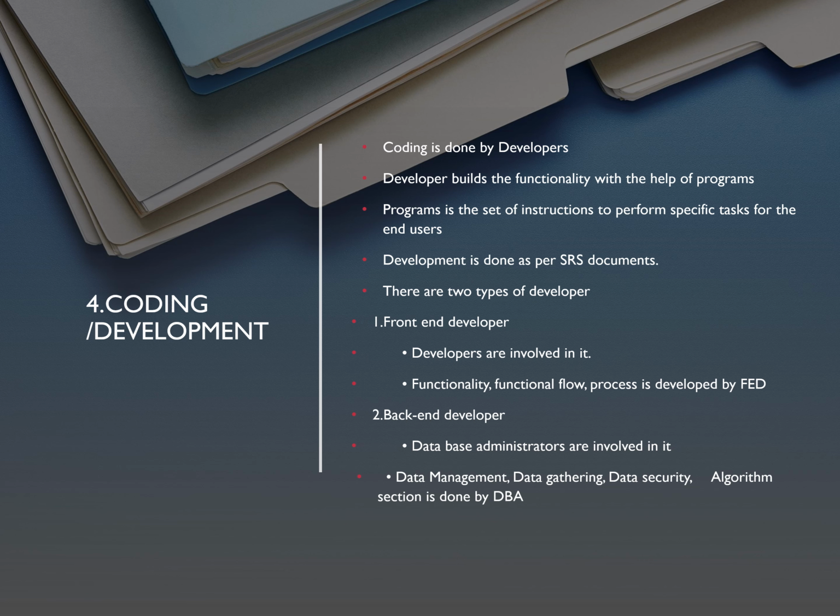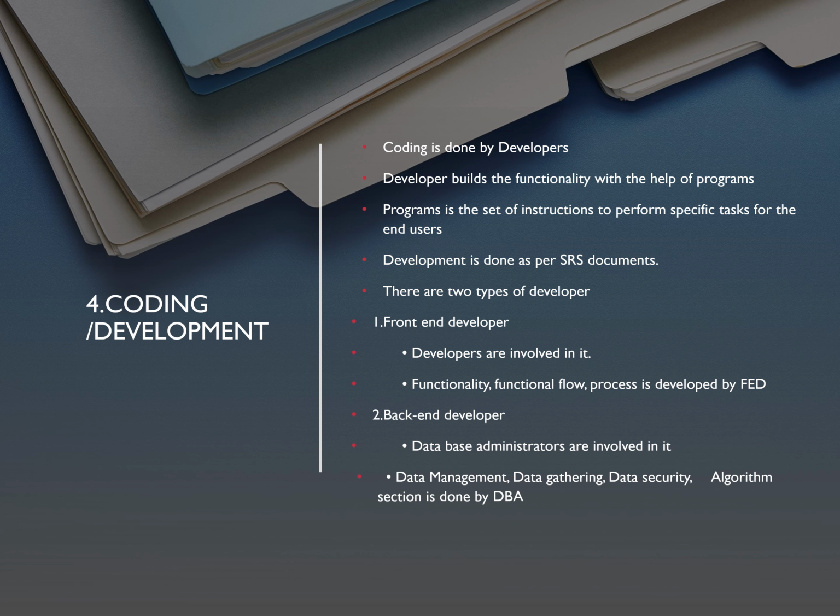Next, there are two types of developers. First is the front end developer and second is the back end developer. Front end developers work on the functionality, functional flow, and process. And next is the back end developer. All the back-end related activities are handled by the back-end developers.